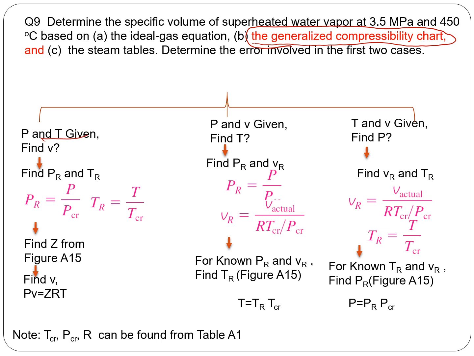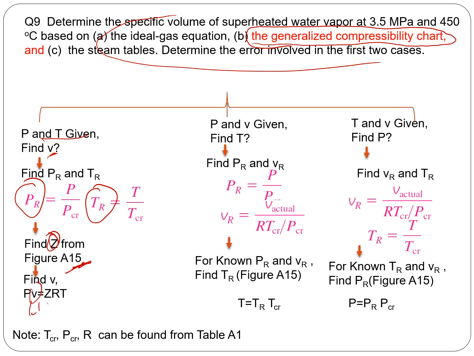The pressure and temperature are given, and you have to find the specific volume, like in this problem. So this is the procedure you need to follow. Find the reduced pressure, find the reduced temperature, and then find Z from the A15 plot, appendix 15, that you need to bring for the exam. Once you find Z, you can find the unknown specific volume.